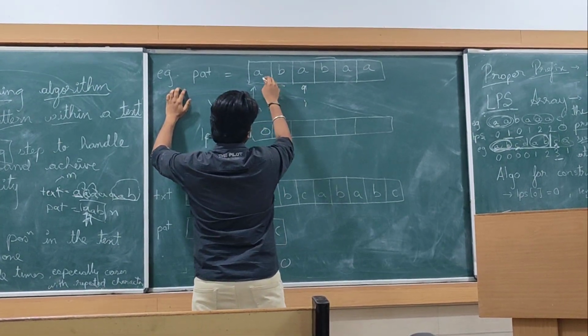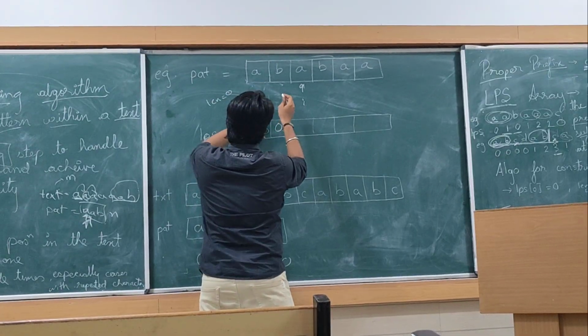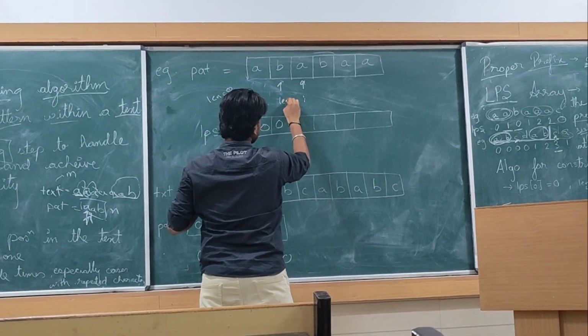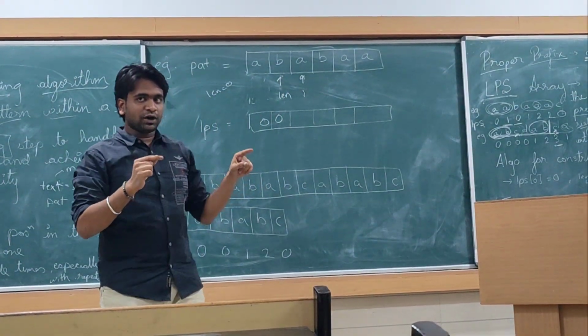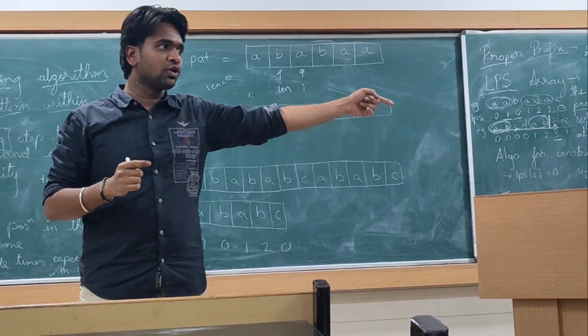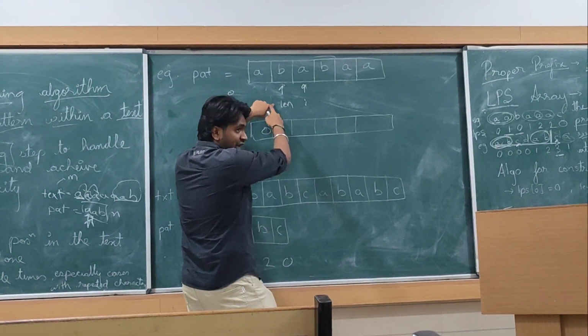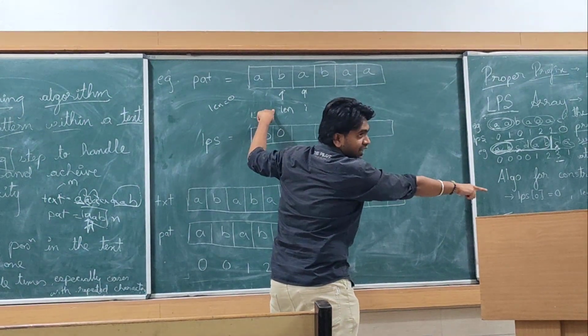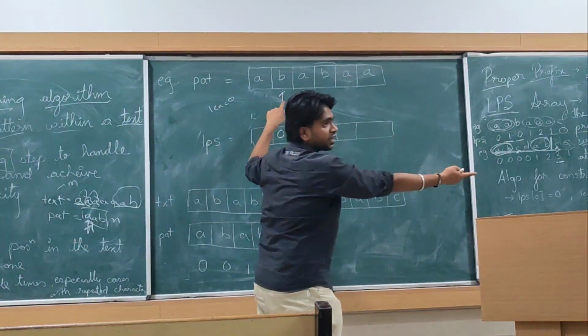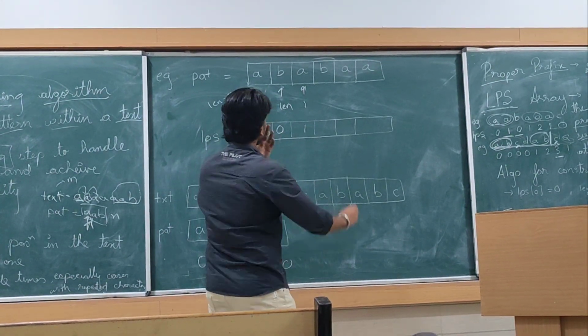I here, the character matches, right? So what do you do? Length plus plus. What I'm trying to tell you is कि ये intuition से मत solve करो, algorithm से solve करो, तो algorithm और intuition match हो जाएगा, right? What did you do? Length plus plus. वही बोला ना मैंने, पहले length plus plus करो और फिर LPS of I में क्या store करो? Length. तो यहाँ पे क्या जाएगा? 1, right?